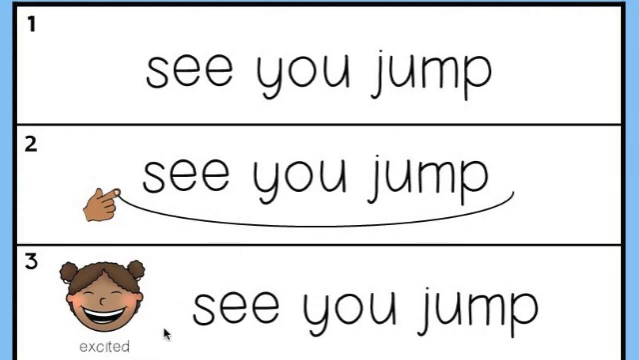Then the next time you read, you'll look at the little face to see how I am going to read it with expression. Well, she looks excited. So let's read it in an excited way. Again, you're going to follow along with your finger where my cursor is so that you still connect them smoothly, but you read it with expression. Let's begin. Ready, go. See you jump!